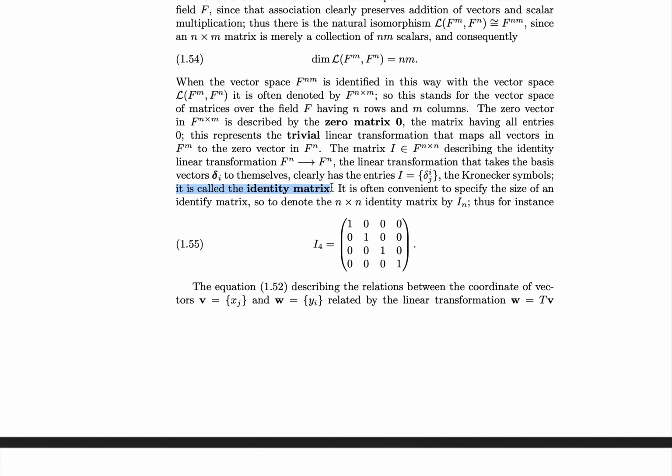This is called the identity matrix. It's often convenient to specify the size of the matrix you're using, so you denote the n by n identity matrix as I_n. For instance, I_4 is represented as this identity matrix of size 4.